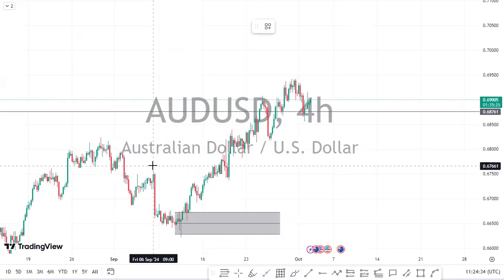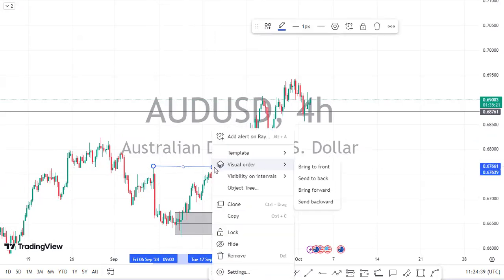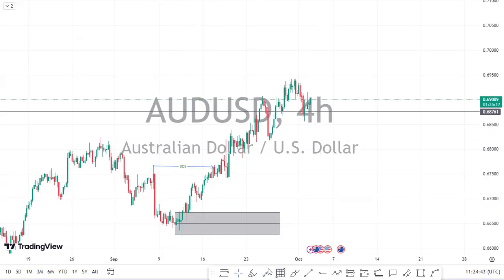So we have price give us a change of character here. So we have a break of structure there. Let's begin to mark it up. We have another break of structure. Boom.